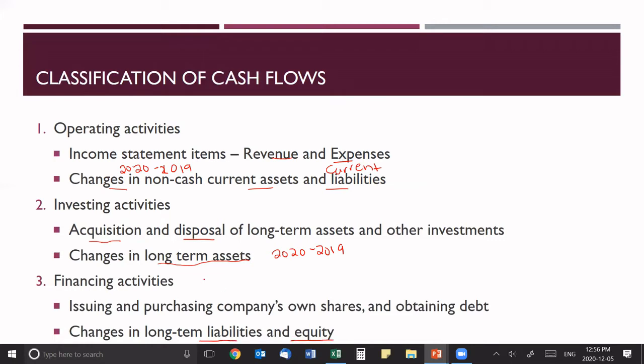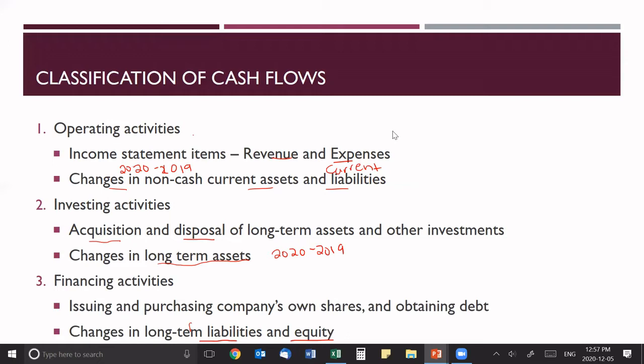So basically what we have done is split up your balance sheet and income statement into three different areas. All income statement items will go into operating activities. Your current assets and current liabilities will go into operating, long-term assets into investing, and long-term liabilities and equity will go into financing activities. Okay, so that's how you split that up.